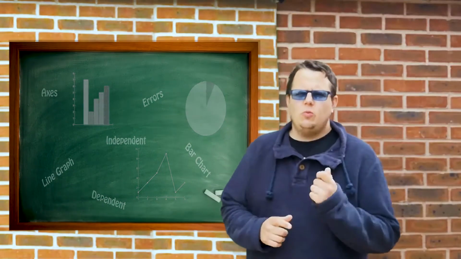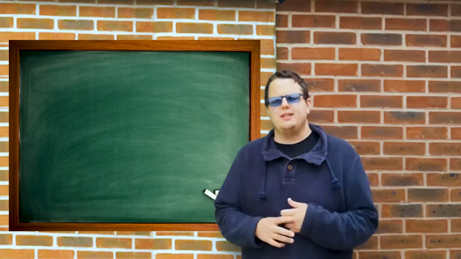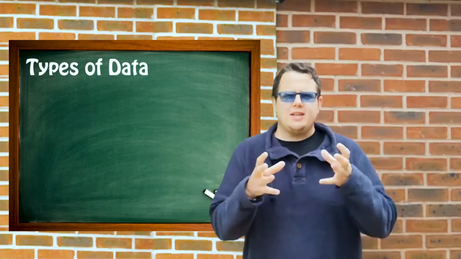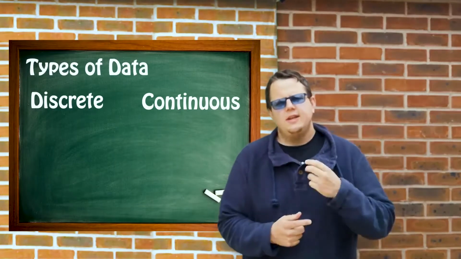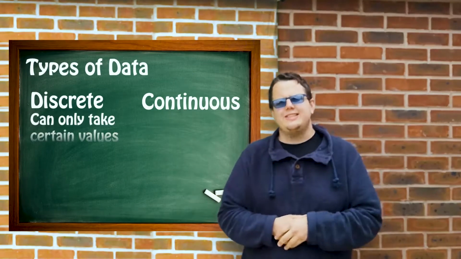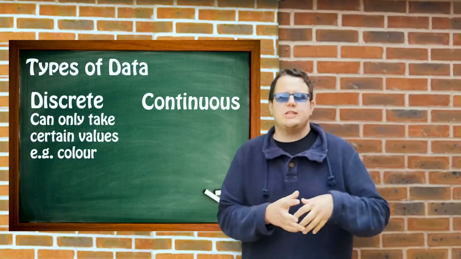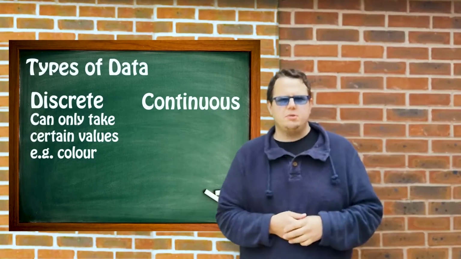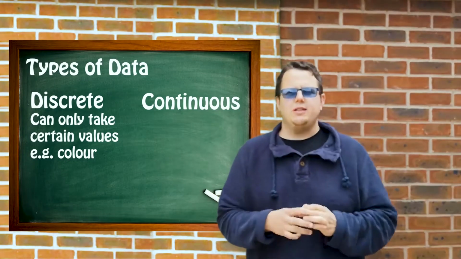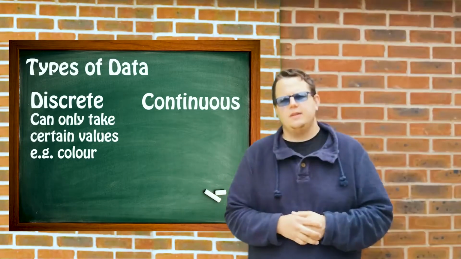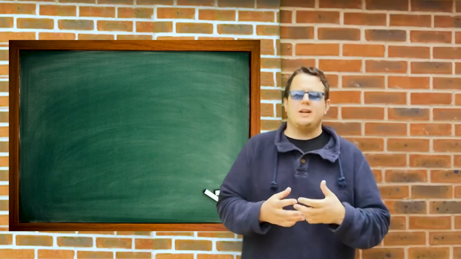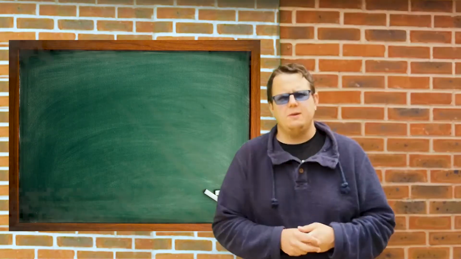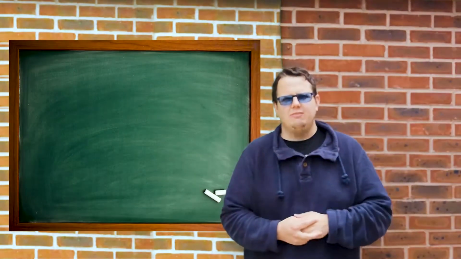First things first, we need to discuss types of data. Generally, we split data into two types, discrete and continuous. Discrete data can only take certain values, for example, colours or car types, and it cannot be placed on a continuous scale. Continuous data, however, can take any value, for example, height. It can be placed on a continuous scale, like on a ruler.